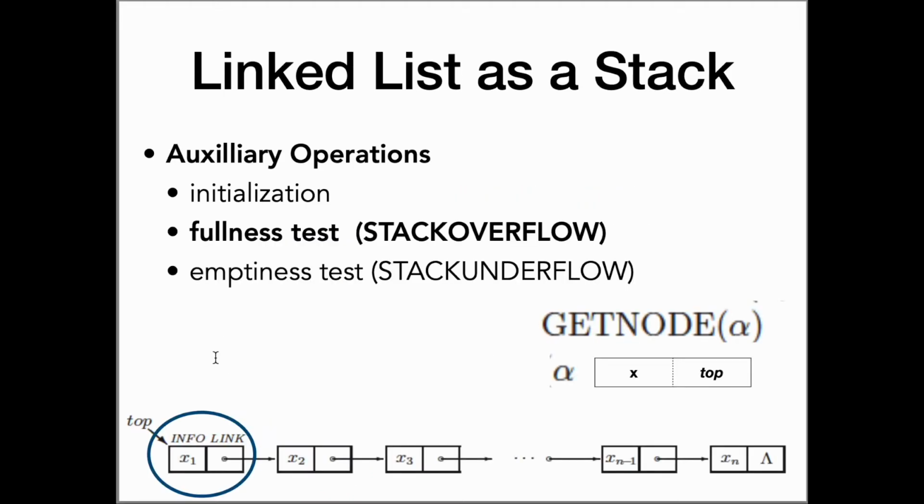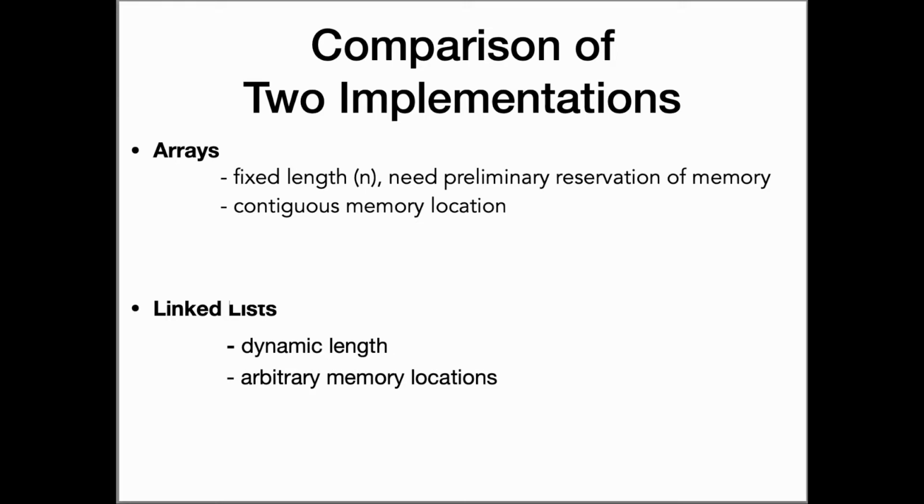For the fullness test, we don't check for stack overflow, but our get node will issue an error if there is no space available. And lastly, let's compare the two implementations of stack. For the array, it's easier to implement and it's also easier to access the content of the array. But for the array implementation, we need to identify some fixed n at the onset, so we should already know n, which is the capacity. If we know the maximum capacity of the stack, then it's okay to use the array implementation. However, if n is very large, it is also difficult to get a contiguous memory allocation that is free in our physical storage device.